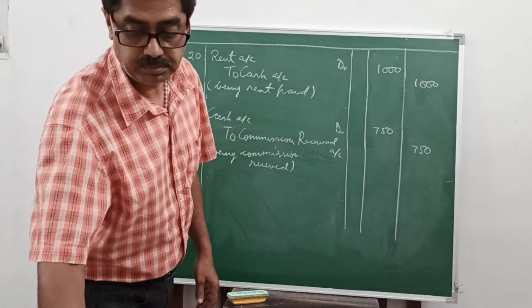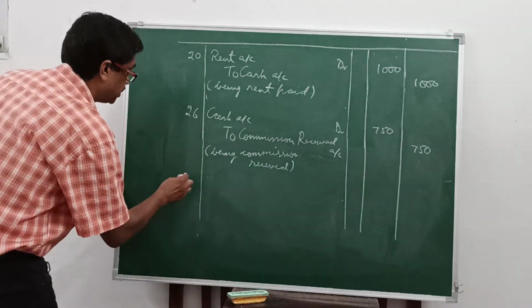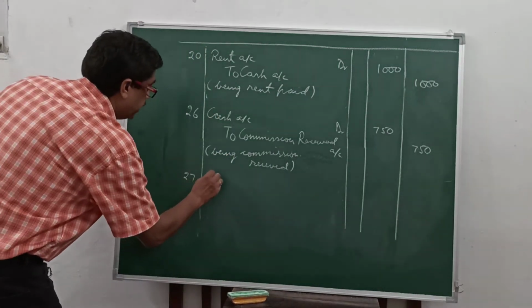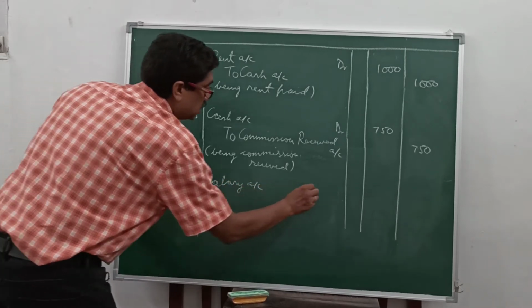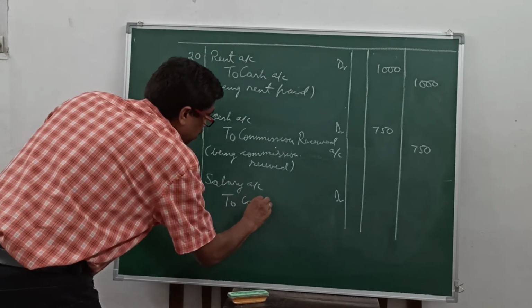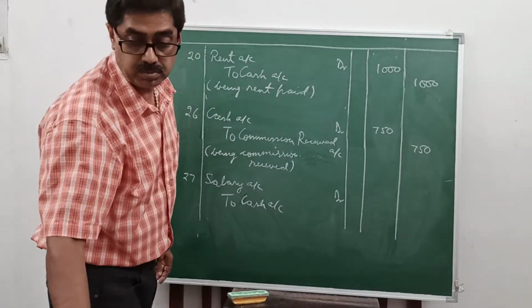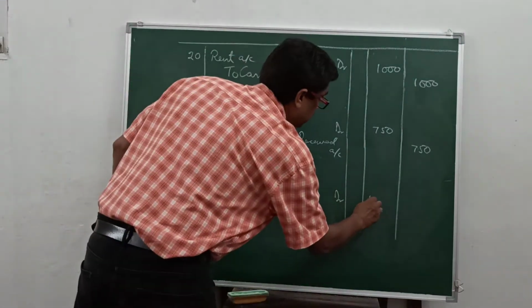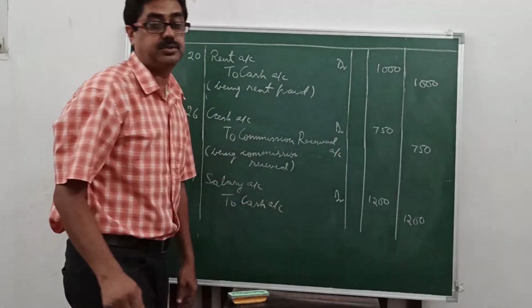One more entry can come. We have paid salary to Gopal, 1,200, on 27th. The entry will be: salary account debit, all expenses and losses, to cash account, credit what goes out, amount being 1,200. Note, Gopal's account will not be opened here.